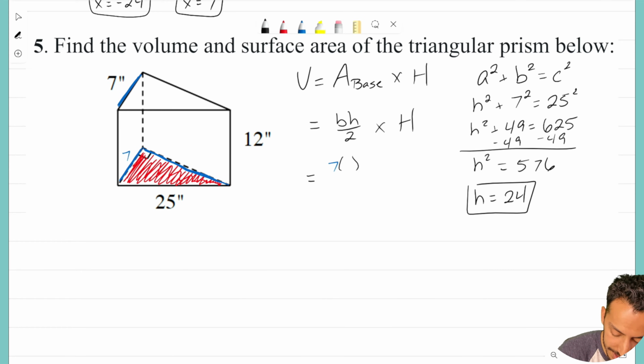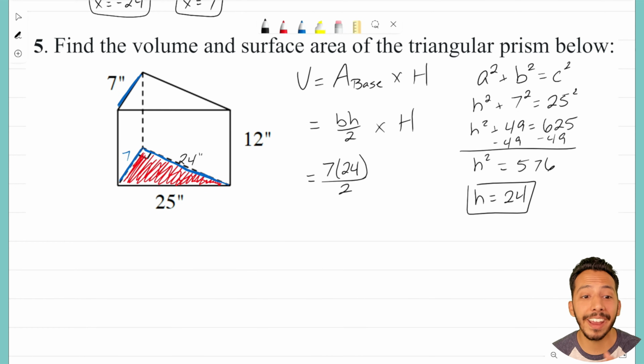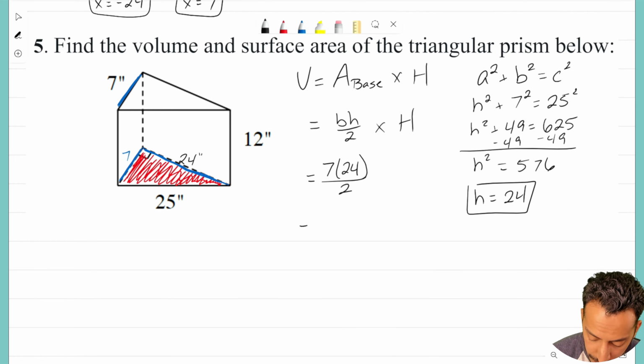That's important to us because now that we have that number, we can definitely find this answer, right? I have my base of 7. I have the height of 24, and we're going to divide that by 2. Let me write that a little bigger. 7 times 24 divided by 2. That's going to give me the area of that bottom triangle.